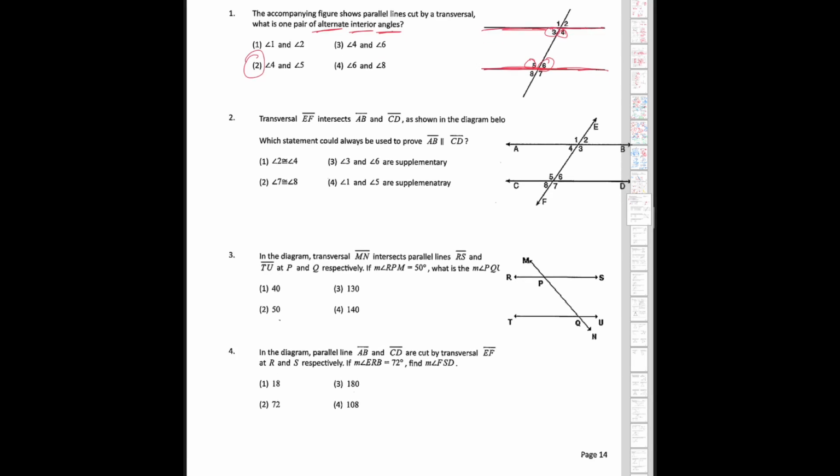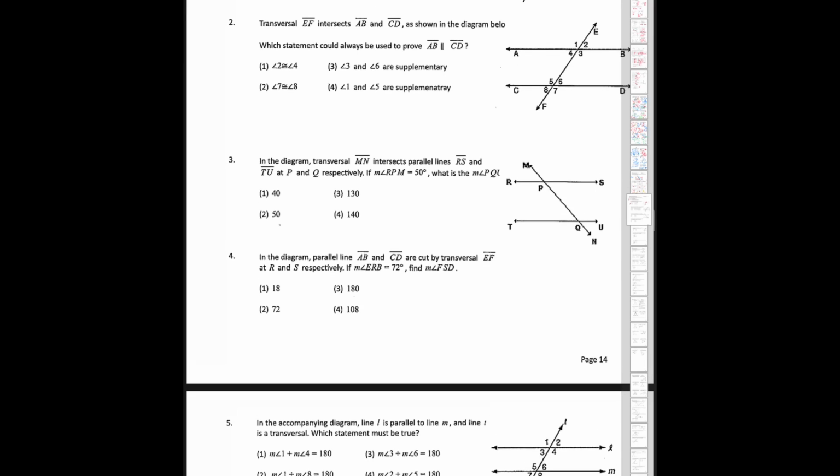Transversal EF intersects AB and CD, shown in the diagram below. So which statement could be used to prove AB is parallel to CD? So we're looking to prove AB is parallel to CD. Now let's look at our options here. Angle 2 congruent to angle 4. Would that say that those are parallel?